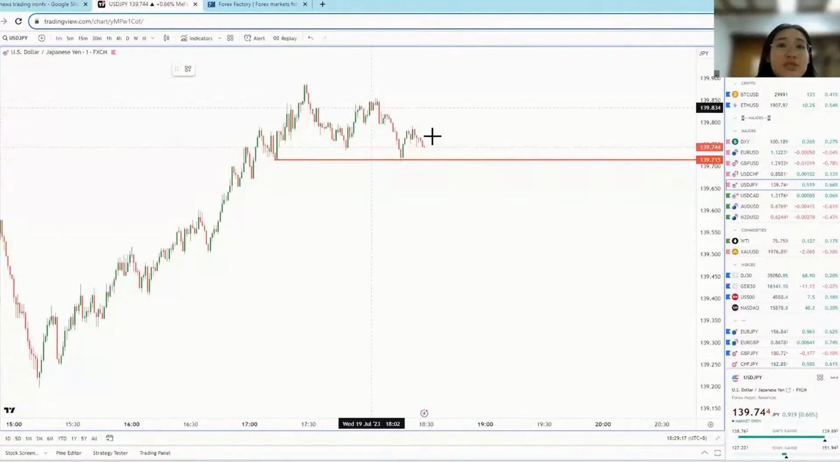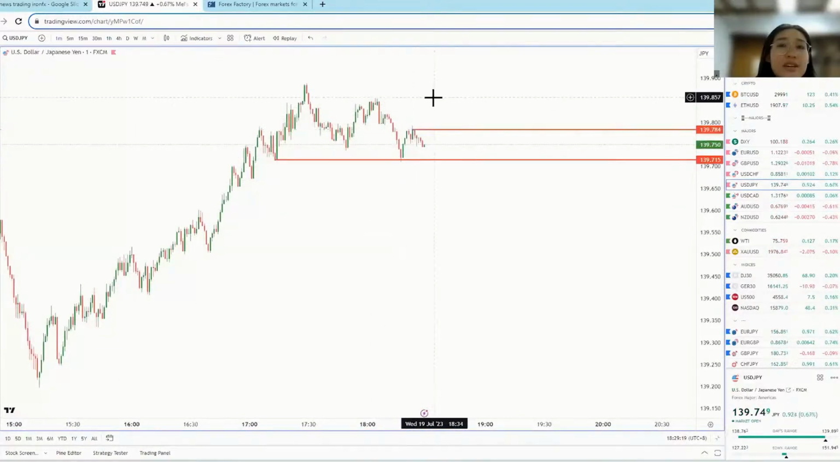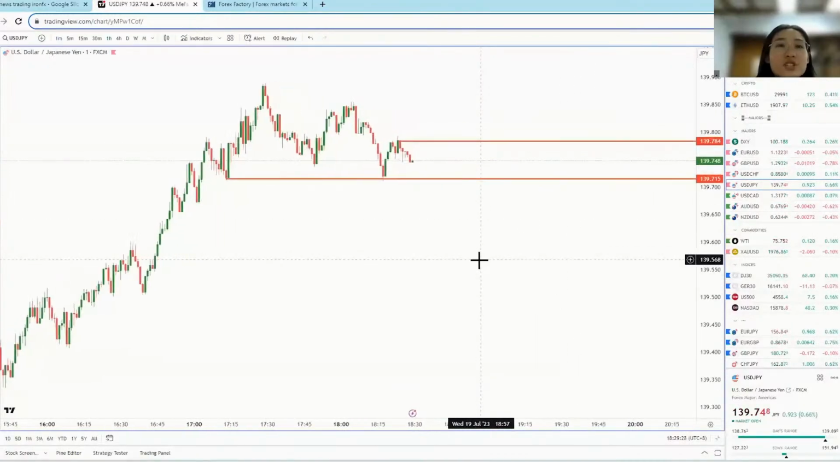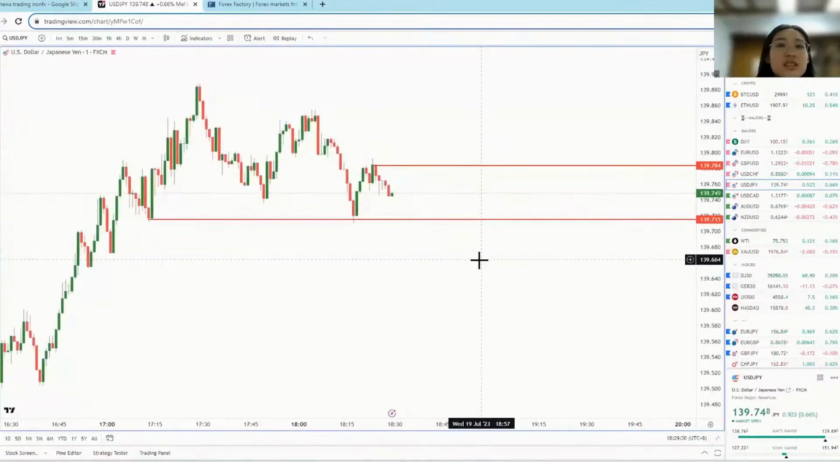So I have a support level here and then a resistance level here. The thing about trading on a 1 minute time frame is that you have to be really fast and really concentrate on the price movement. So you can see my candlestick is already forming here. This is good for scalpers as well as short-term traders, because it's likely to reach your take profit and stop loss pretty quickly.